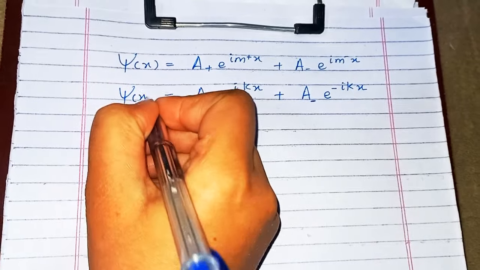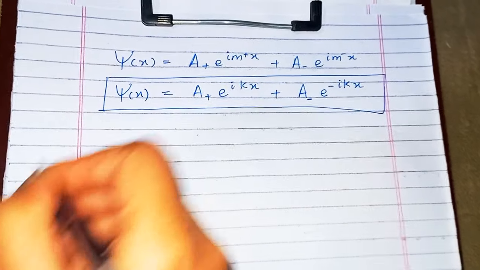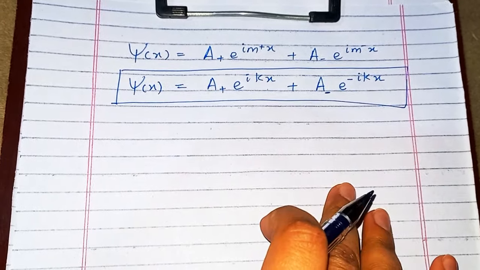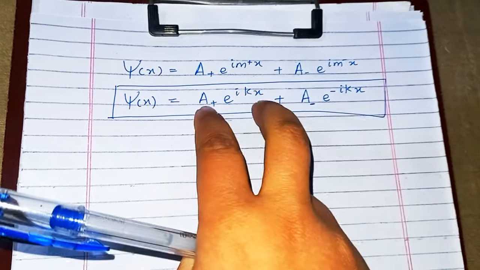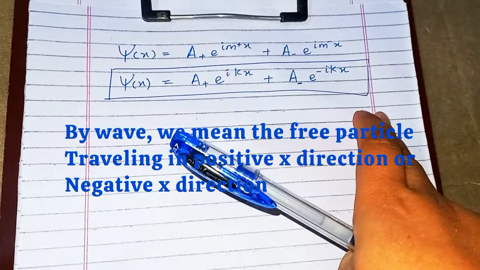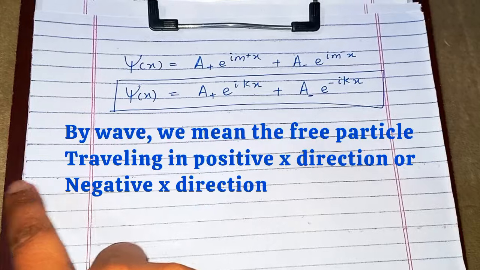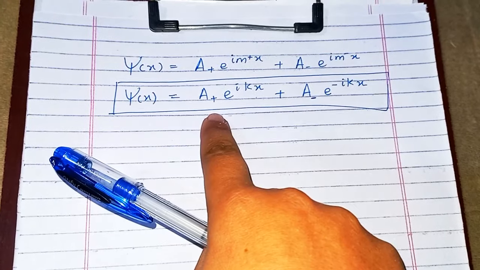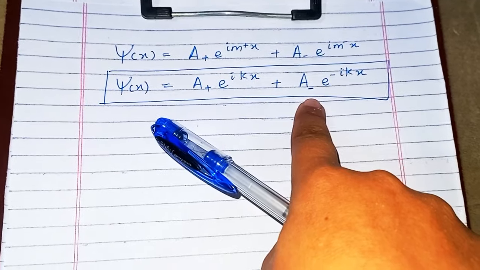That is the space dependent wave function to describe a free particle in one dimension. This is the positive part and this is the negative part. It shows that this is the wave traveling in the positive direction, and this shows the wave traveling in the negative direction. The free particle is described as the superposition of a wave traveling in positive x direction and a wave traveling in negative x direction.